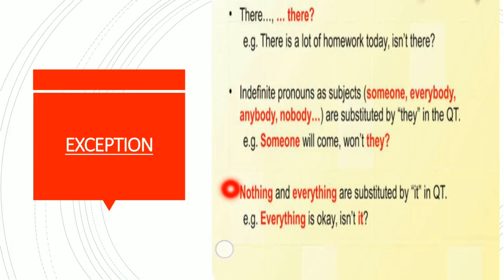Now here we find the third exception. Nothing and everything are substituted by it. Whenever the subject begins with nothing or everything, then the tag will end with it. So here are these few exceptions for where and how to add the question tag. Otherwise, the rules remain the same as they are. A positive statement will take a negative tag, and if the statement is negative, the tag will be positive, except for these few exceptions.